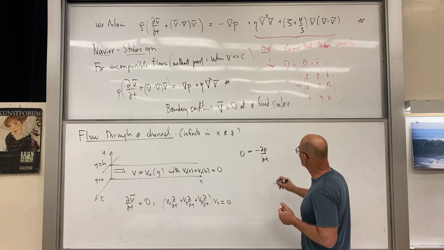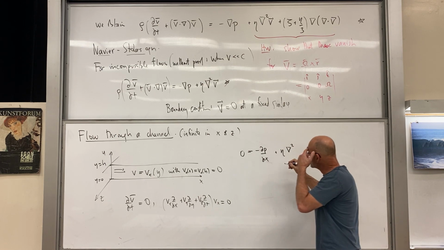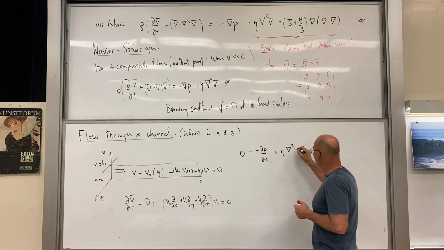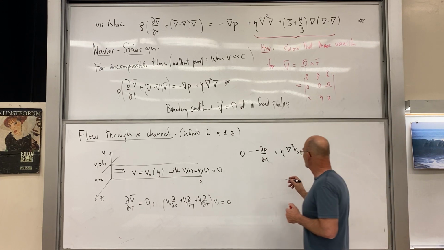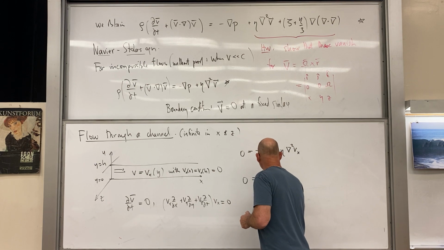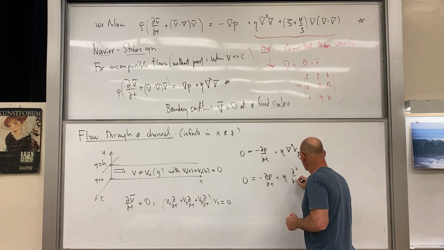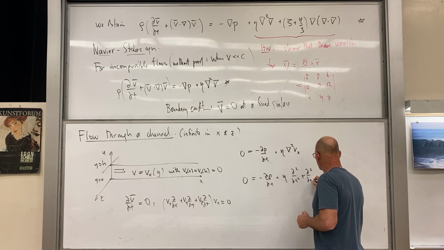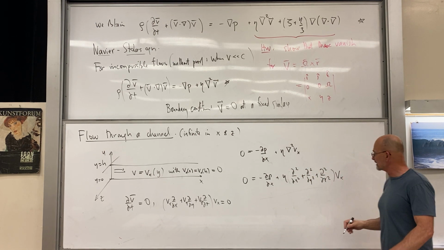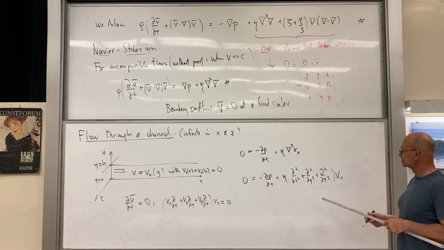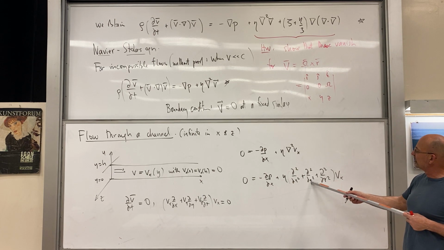The rho drops out on the left, that's fine, good. Plus eta del squared applied to Vx. So let's go ahead and write that out. 0 equals minus dP dx plus eta times d squared dx squared plus d squared dy squared plus d squared dz squared of Vx. And see again what we have: the derivatives with respect to x and z are gone, so we just have d squared dy squared.